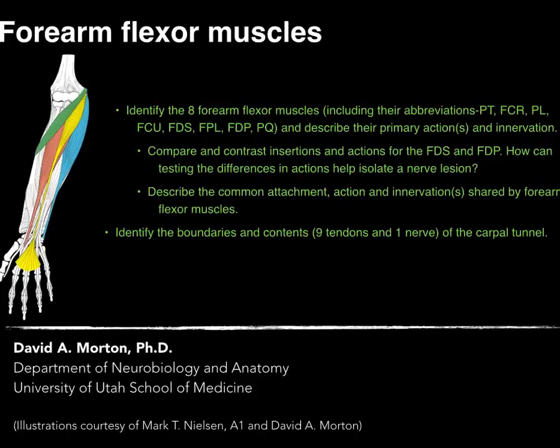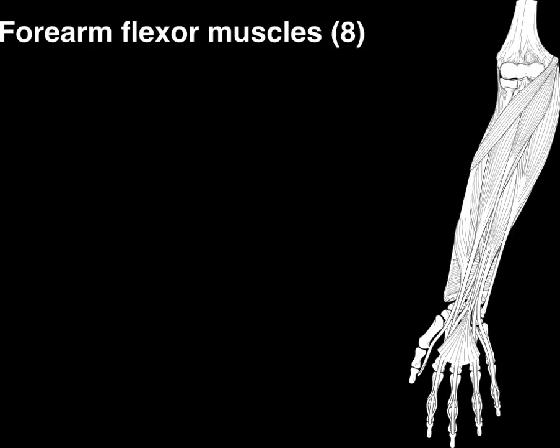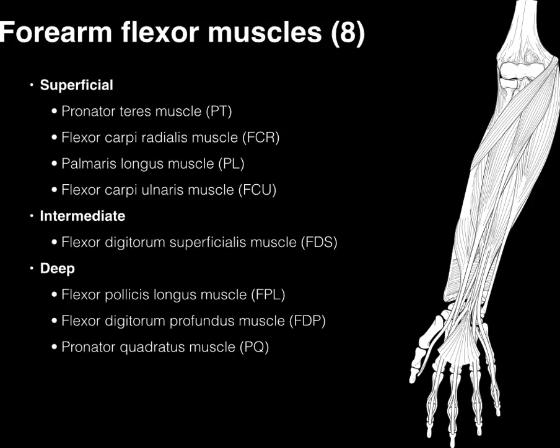We're now going to talk about forearm flexor muscles, and there are the learning objectives, but primarily we're going to look at these 8 forearm flexor muscles and talk about their actions and their innervations and end up by talking about the carpal tunnel. All right, so there are 8 forearm flexor muscles divided into superficial, intermediate, and deep groups. We have 4 superficial, 1 intermediate, and 3 deep muscles.